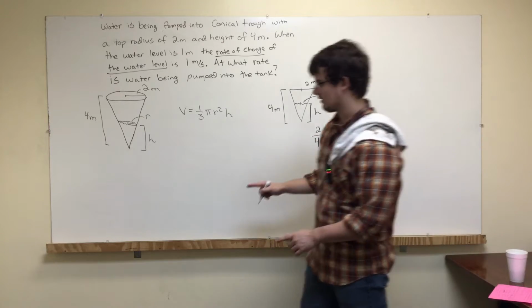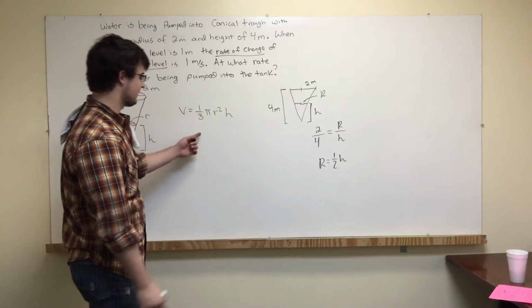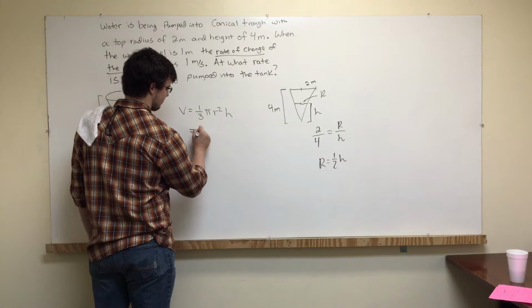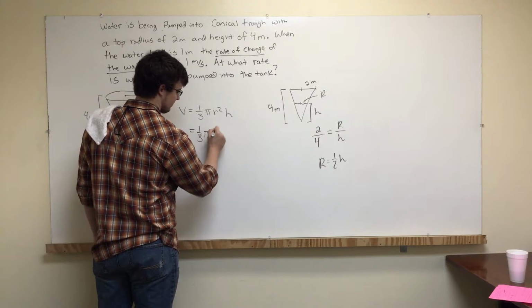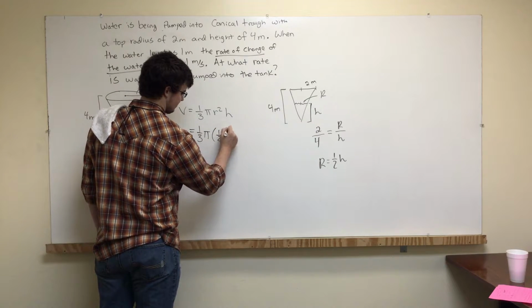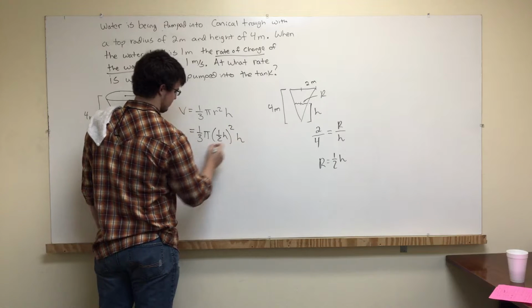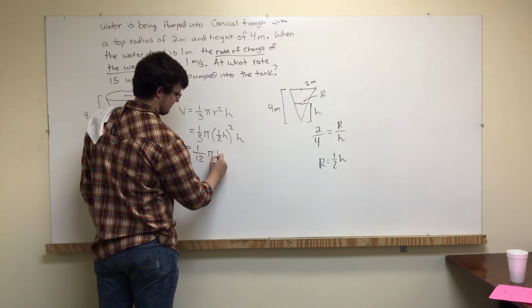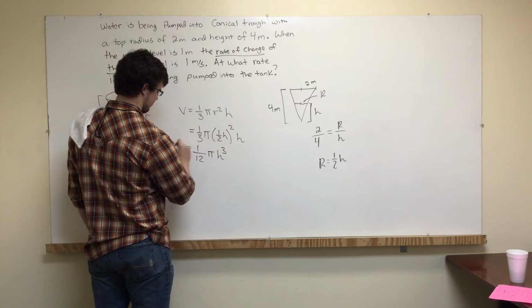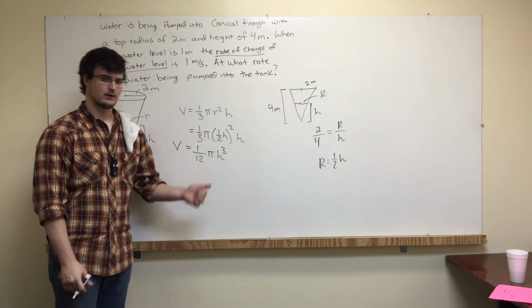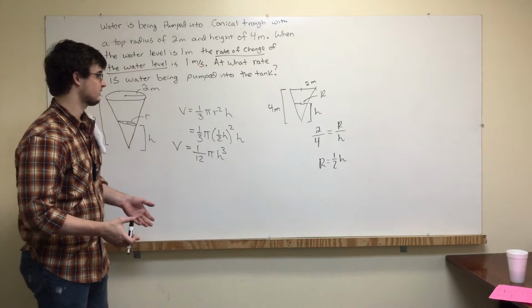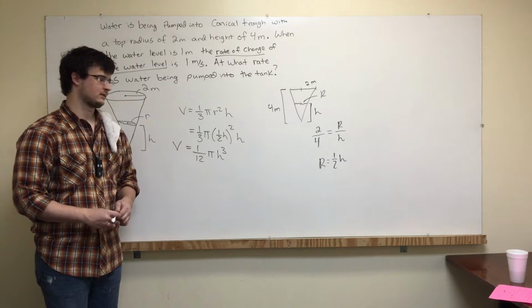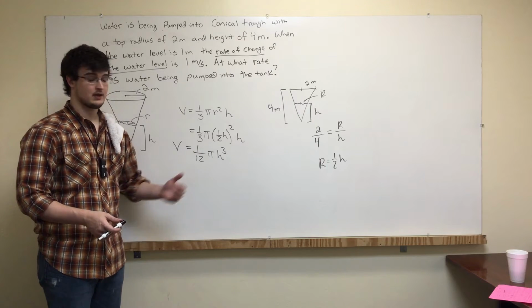Now I can come over here, and I know R in terms of H, so I can plug it in. So volume is 1/3 pi (1/2 H) squared H, or 1/12 pi H cubed. So now, I haven't done any calculus yet, but I've successfully eliminated R as a variable. So now I just have V and H.